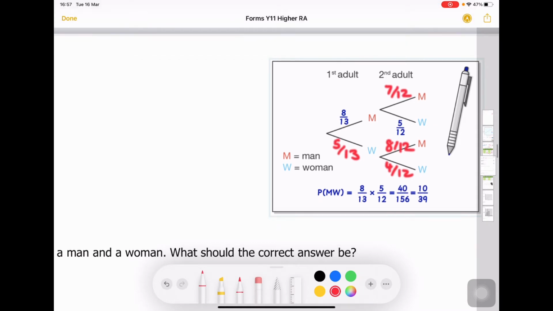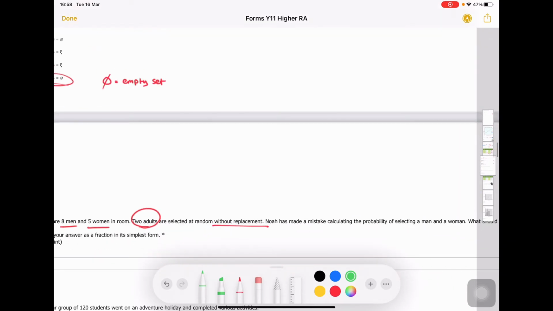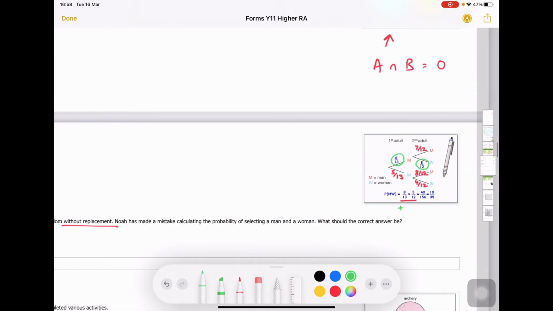They're saying the probability that we have a man and a woman is this, which is partially correct because what they've done here is they've multiplied this with this, which is fine, but you also need to add it with, let me just check the question again. Probability of selecting a man and a woman.